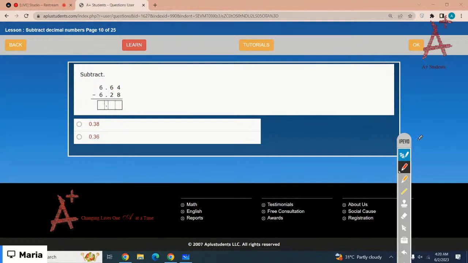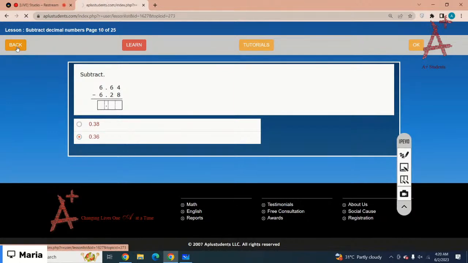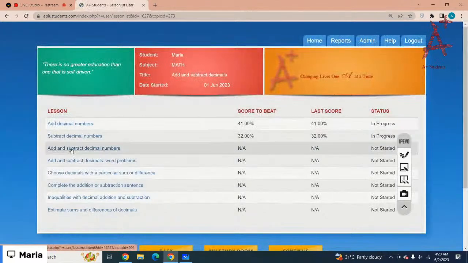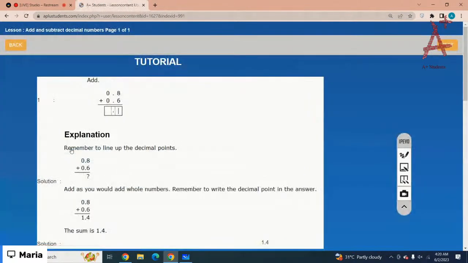You can complete the test by yourself later today. Let me just move on to the next lesson. That would be add and subtract decimals. Add and subtract decimal numbers. So we just learned how to add and subtract. Now let's just do the practice questions.